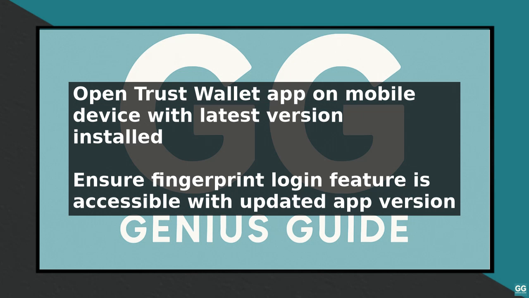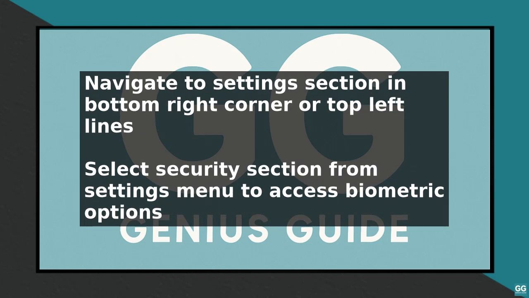In the Settings menu, look for the Security section and select it. Within the Security section, you will find the option to enable biometric authentication, which includes fingerprint login. Tap on this option to proceed to the next step. You will then be prompted to confirm your device password or PIN to verify your identity. Enter your device password or PIN to authenticate.